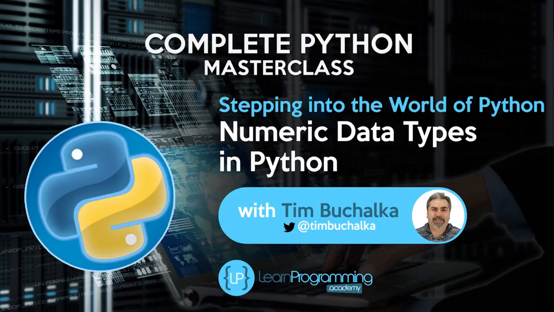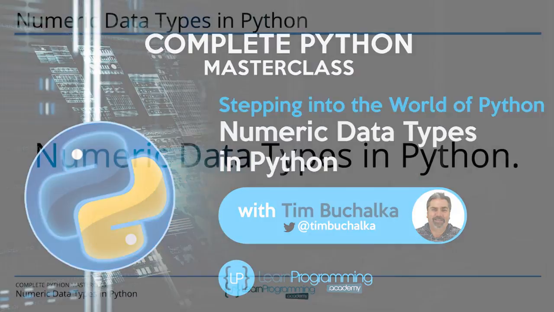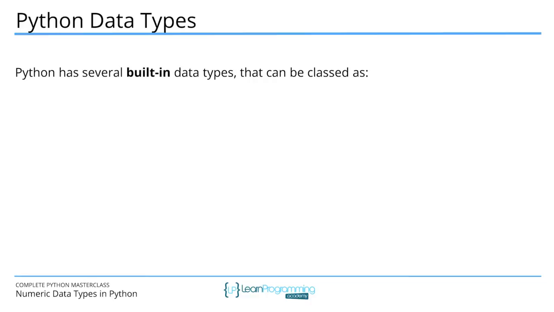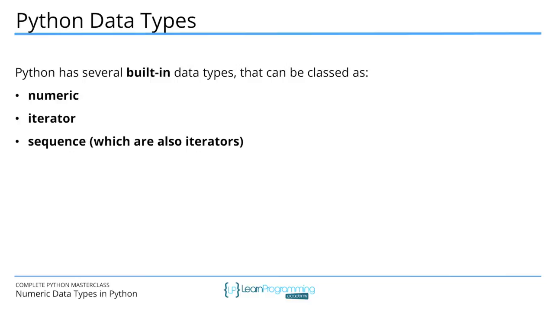So we've briefly discussed data types. In this video, we'll look at Python types in more detail. Python's got several built-in data types that can be classified as numeric, iterator, sequence, which are also iterators, mapping, file, class, and exception.